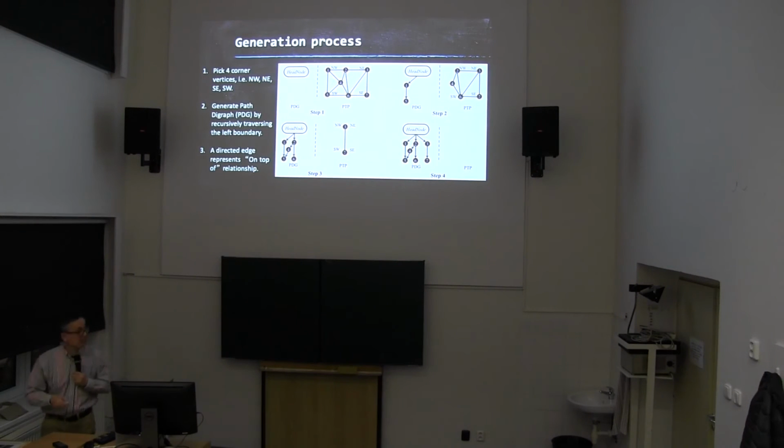And then the generation process basically goes this way. In step 1, we basically generate what's called the path digraph. It's called a path digraph, recursively traversing left edges, and so on. And these graphs simply specify which node is on top of which other node. That means which room is on top of the other room. Okay, number 1 is on top of 5, for example.